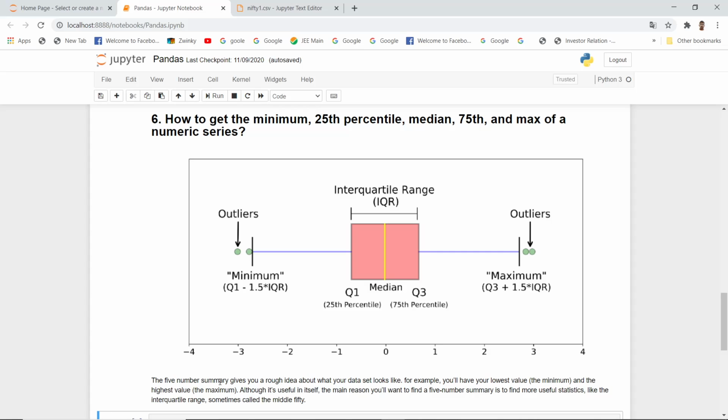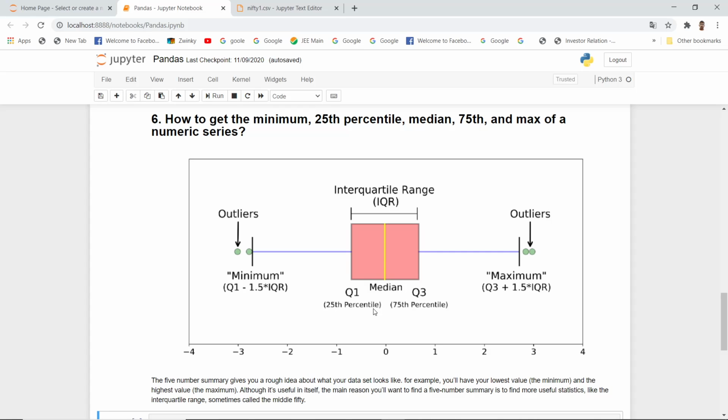The 5 number summary gives us a rough idea about what your data set looks like. Suppose you are looking at one particular column. For that column you will get the minimum value, the highest value, and you will also get the 25th percentile, median, and 75th percentile. Okay, let's understand these percentiles.